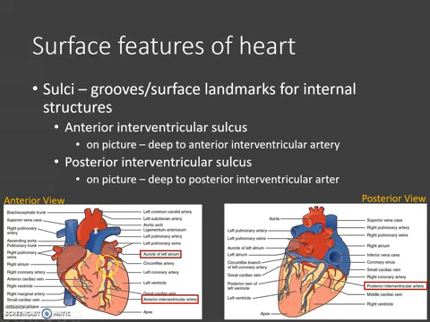Interventricular tells you that it's between the two ventricles. So this is an external landmark that tells you that the right ventricle is over here and the left ventricle is over here. There is also a posterior interventricular sulcus, which is on the back side of the heart, and it also separates the two ventricles. So it's another external landmark that shows that the right ventricle is on this side and the left ventricle is on this side.